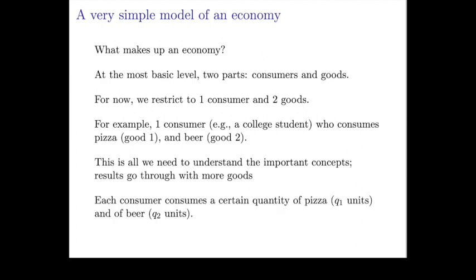So each consumer is going to consume a certain quantity of pizza and a certain quantity of beer. And if you had more goods, they would consume certain quantities of each of those goods. But again, most of the intuitions we're going to build and most of the modeling we're going to do here, it all generalizes in a straightforward way to more than two goods.